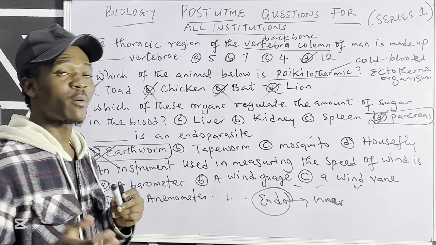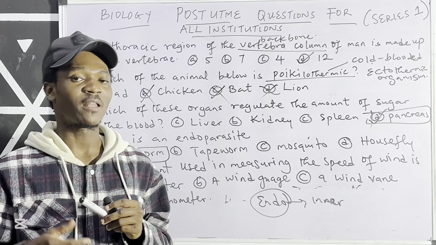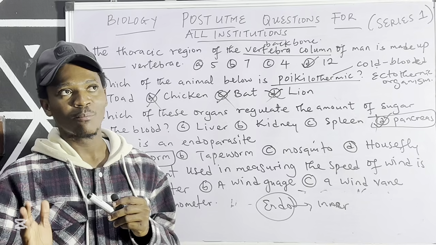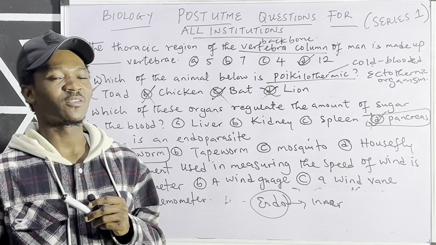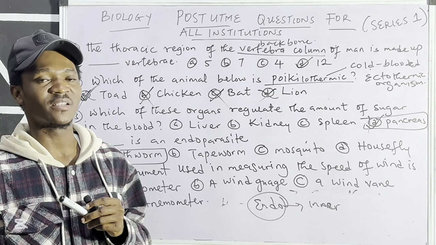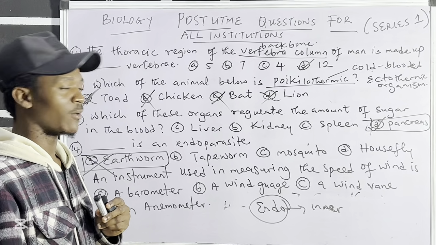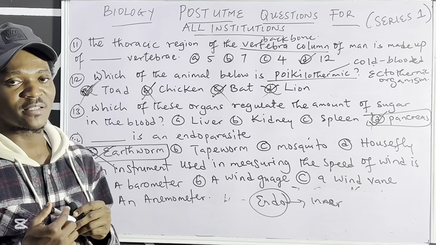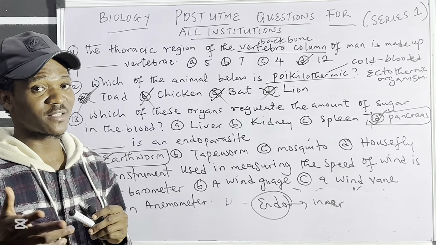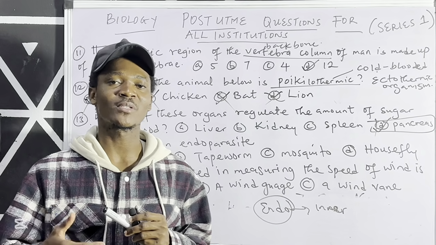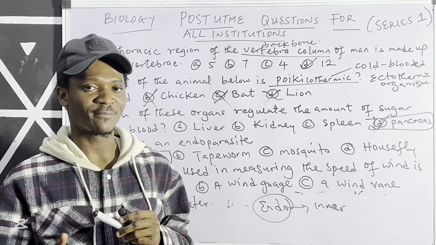Then tapeworm. Tapeworm is an example of a flatworm. And of course, most flatworms are parasites. They are parasitic in nature. I think the only free living one is actually planaria. Most of them are parasitic in nature. So tapeworm is a good example of an endoparasite. As a matter of fact, it functions as an endoparasite in man.